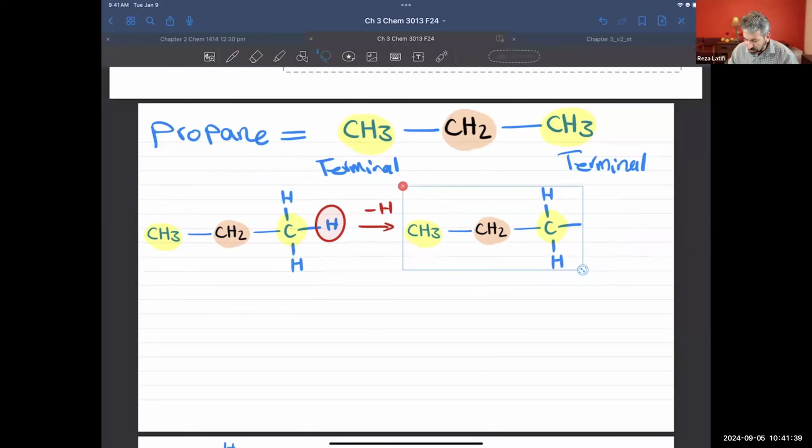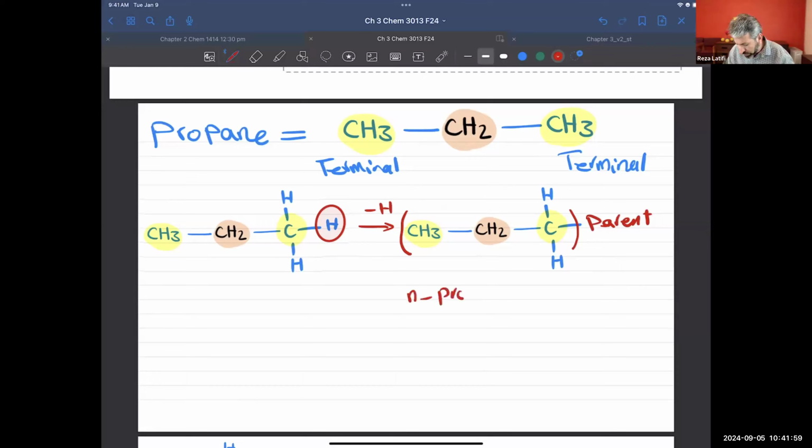So we get this alkyl, and that alkyl must be attached somewhere. I'm going to say the alkyl is attached to the main chain or the parent. This substituent we call n-propyl, because you have 3 carbons, and then you say propyl, with yl because it is attached to the parent. What's the purpose of n? The n is just to say this is linear, 3 carbons right after each other.